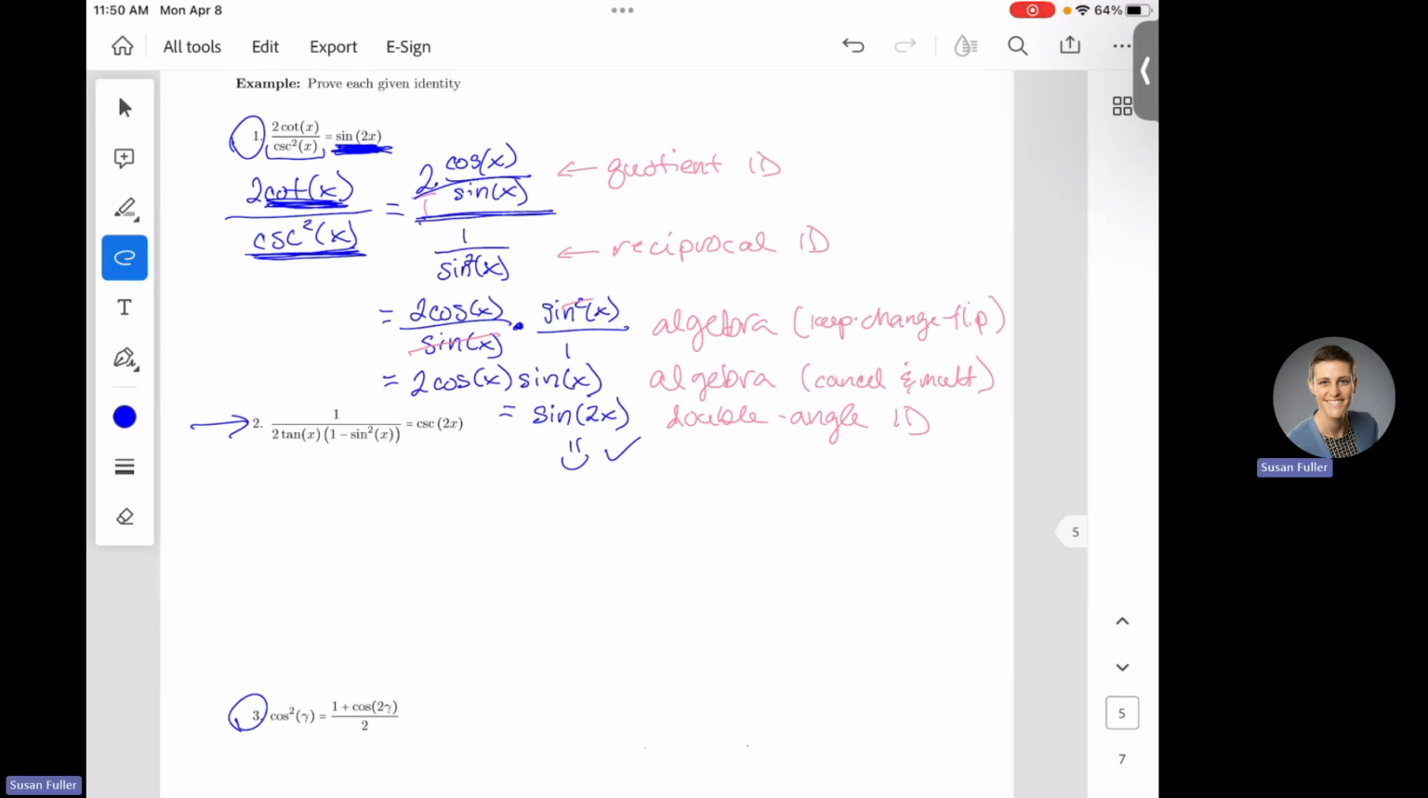So again, just try some things, and evaluate different options. And if you start and it didn't go the way that you thought it would, then just come back and try something different.